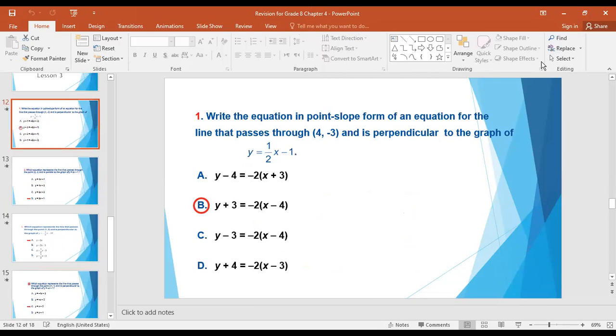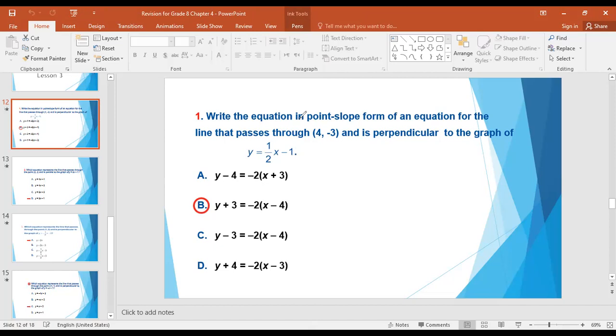Okay, Sif. Yes, teacher. Write the equation in point-slope form for the line that passes through (4, -3) and is perpendicular to the graph y equals half x minus 1. We need to write the equation for the line that passes through that point and at the same time is perpendicular to this line.